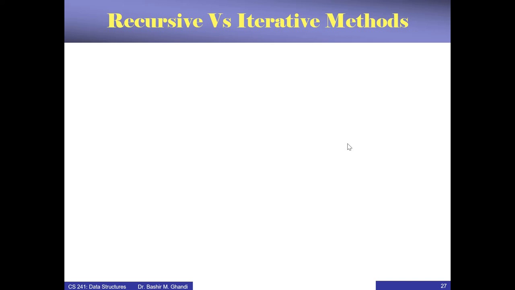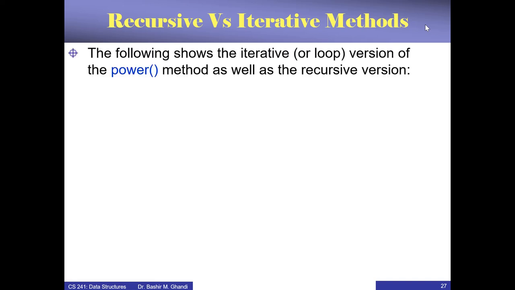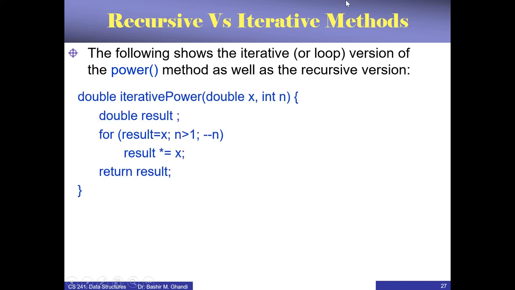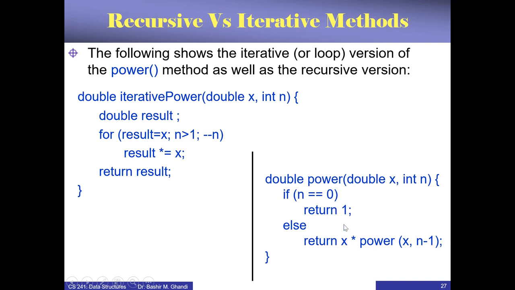Okay, so now that we have seen how recursive methods work, how do they compare in terms of efficiency with iterative methods? To do that, let us look at two versions of the same method. The power method can be done using a loop. That's what we call the iterative method, iterative power here, using a loop, and also using recursion. This is the one we have seen before. Let us try and compare it with the one with a loop.